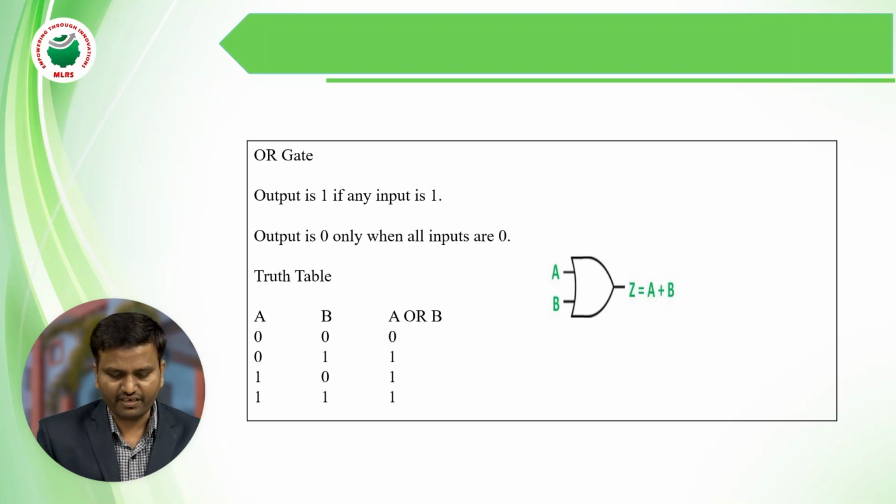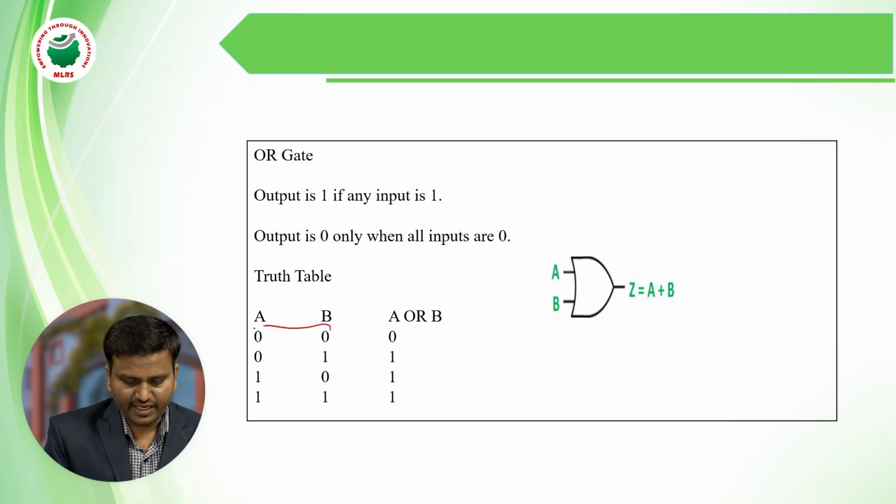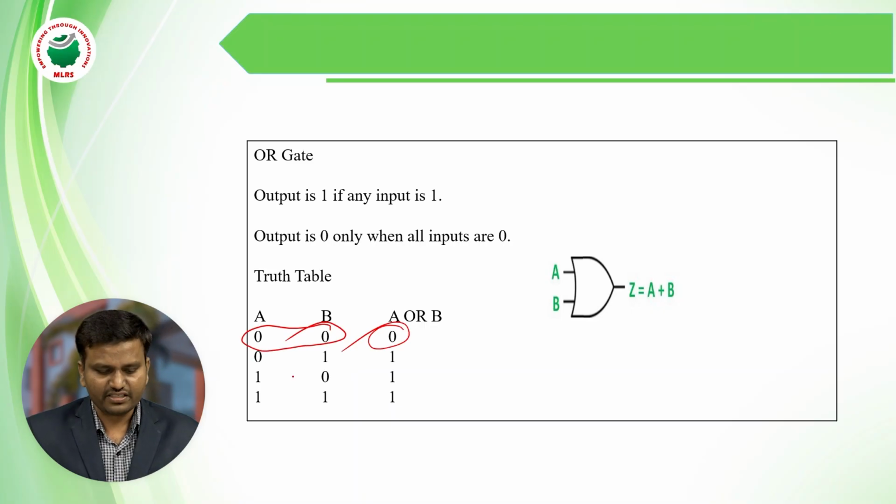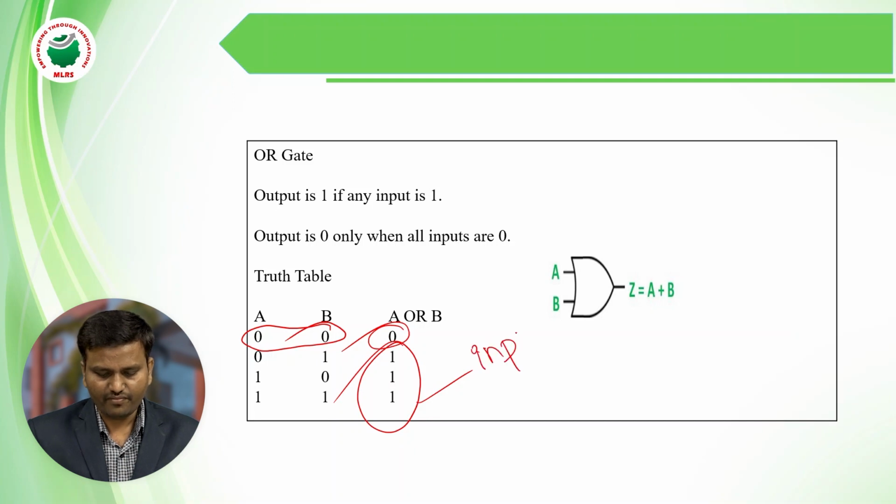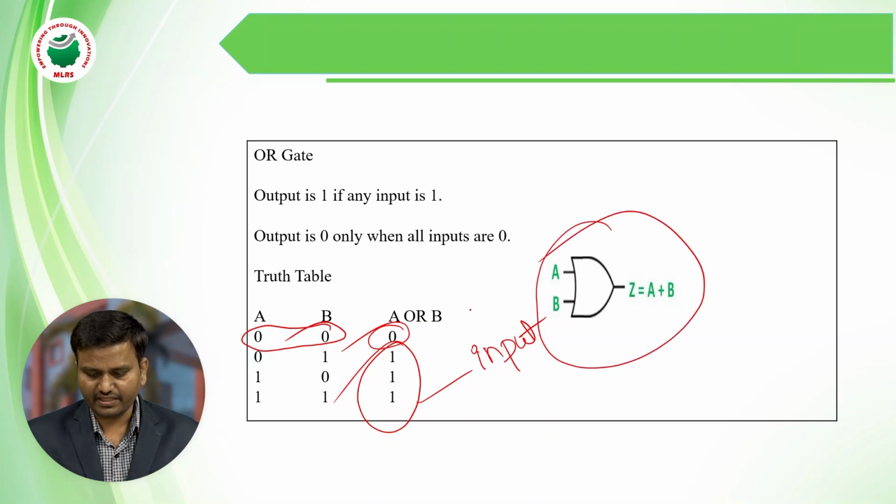The major difference we have to observe here: when A and B are both zeros, we are getting zero only. In all the remaining states we are getting ones in the outputs. A input is 1 and B input is also 1, so that's why here we are getting output 1. The OR gate is represented like this. OR is nothing but the A plus B operation, like an addition operation, we can say that.